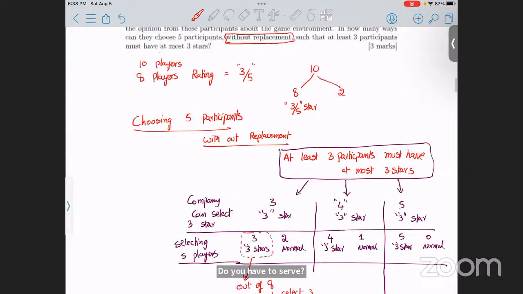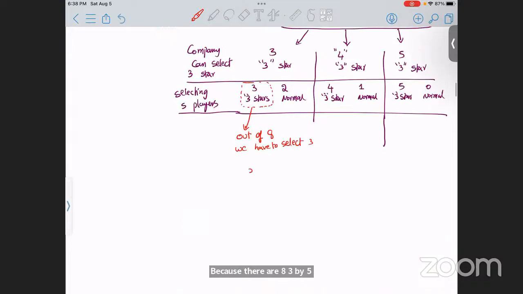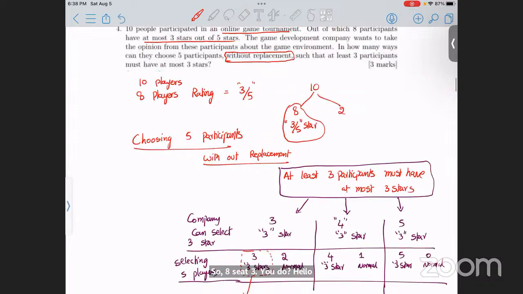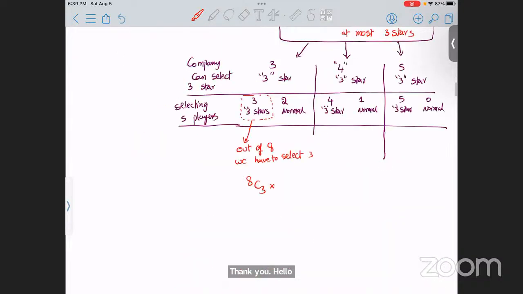Because there are 8 3-star players, so 8C3 into, and how many are remaining? 2 players are normal players. So 2C2. Okay.